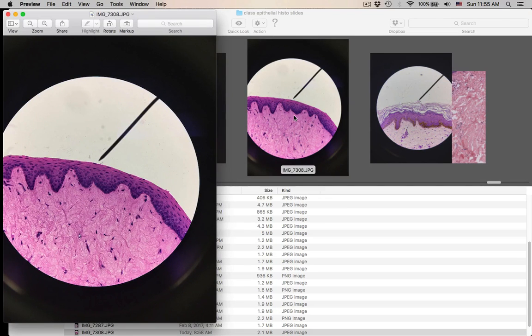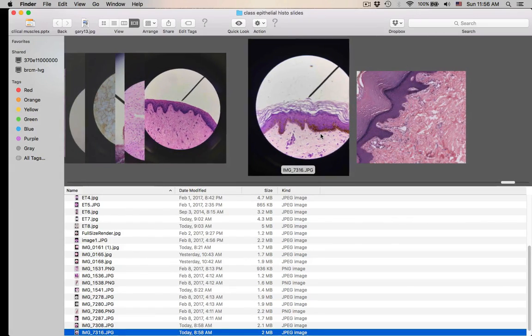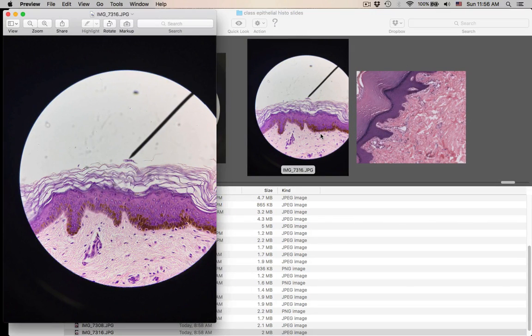This is number 30, stratified squamous, non-keratinized, found in areas of wear and tear. Now this one I was asking you, you should look at this, and the pointer's in the lumen. This is stratified squamous keratinized, right? So you know you are in the skin.